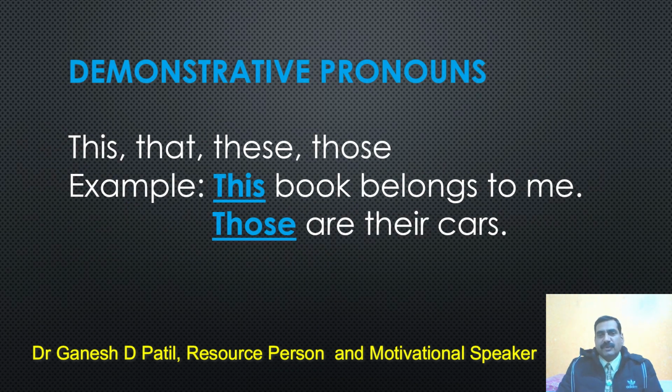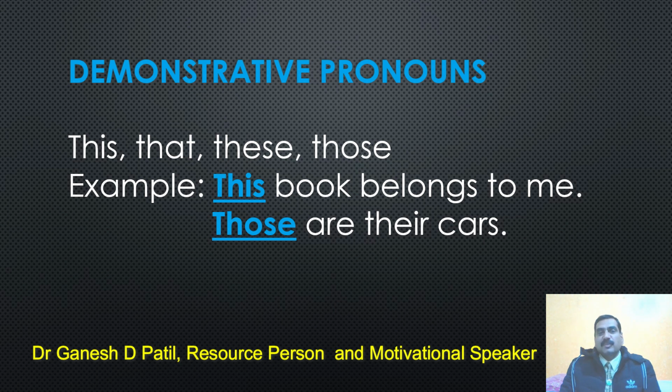The next type of determiners is demonstrative pronouns. Demonstrative pronouns show whether something is near or far away, whether the thing that is near is singular or plural, or whether the thing is away and it is in plural number.